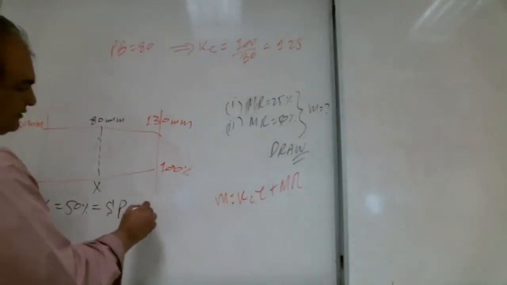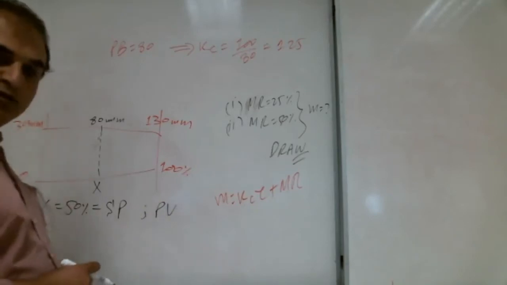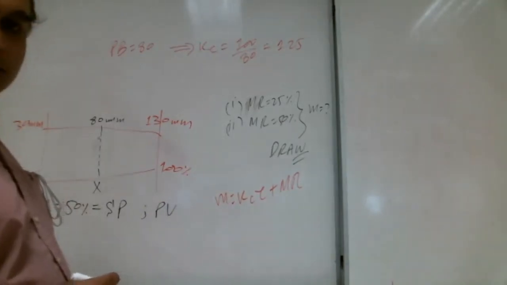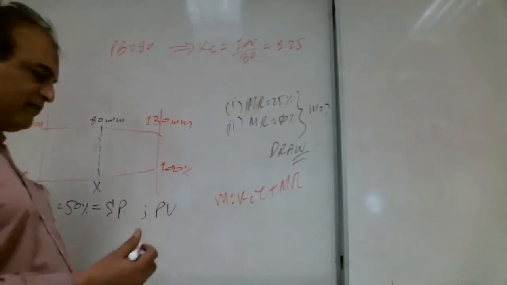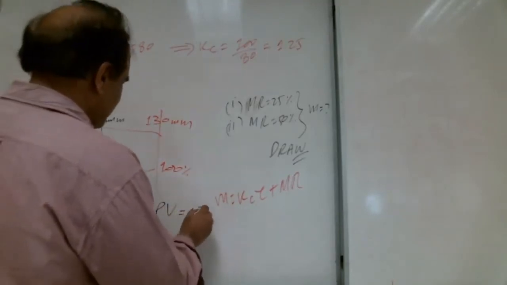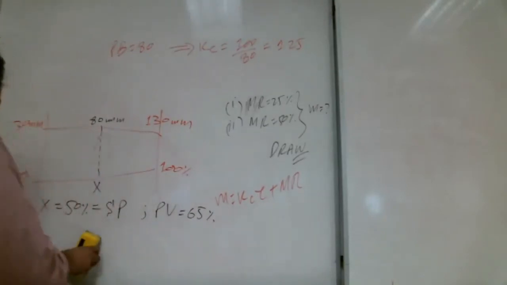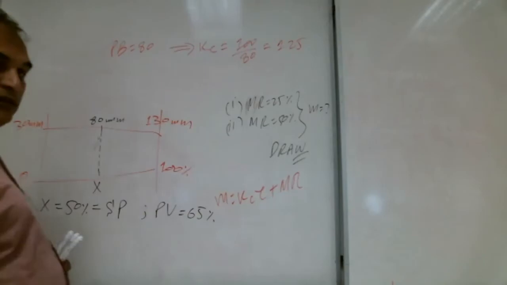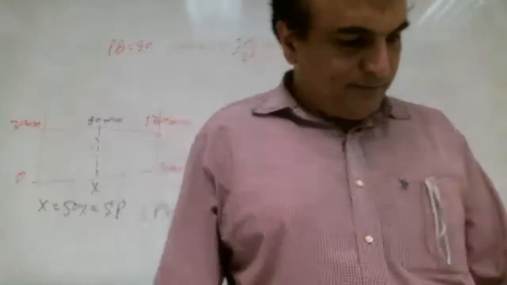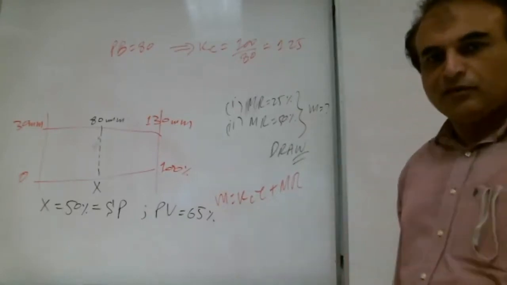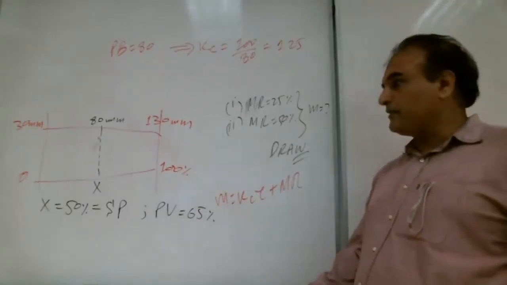Very good. Okay, how much is PV? PV is how much, Shabab? 65%. Lot of brothers, they are writing 65%. That's good. So how much error? What is our error, Shabab? How much is the error? Somebody is writing 25, somebody is writing 15.